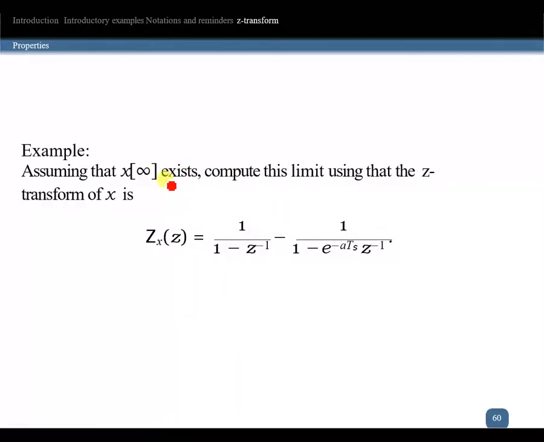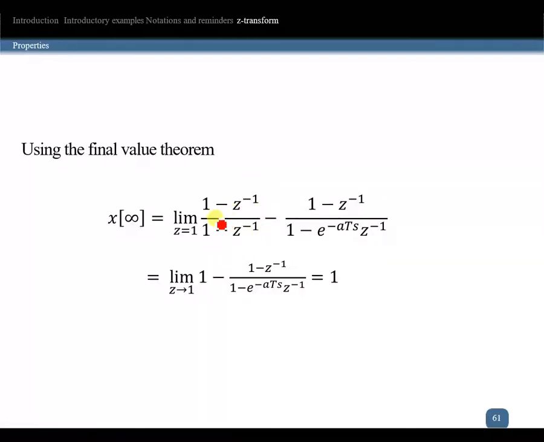Another thing, they ask us the final value of the signal. The final value will be the limit of (1 minus z^-1) times X(z) when z goes to 1. If you remember, you put it in the formula, and this will be cancelled, this becomes 1, and 1 minus z^-1 times X(z). When z goes to 1, 1 minus z^-1 becomes 0. This total expression will be 0. The answer will be 1.